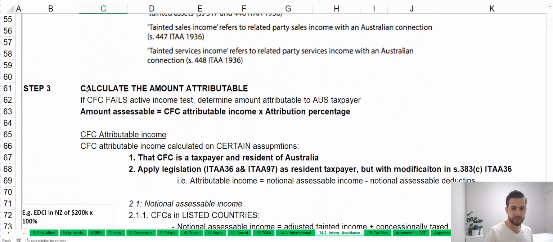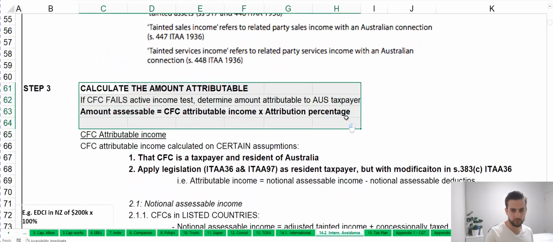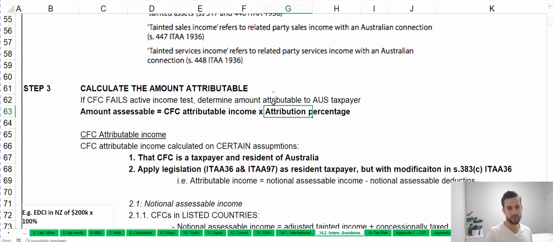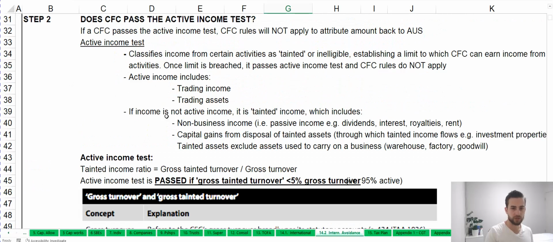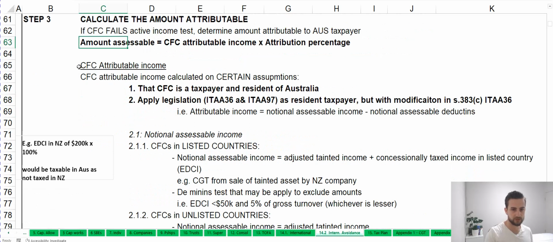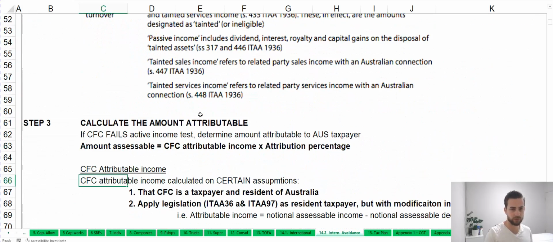Okay, so step 3 is actually to calculate the amount that's attributable, and we're going to need to know how much the attributable income is and what's the attribution percentage, which you can get from the steps above, right? Okay, so the amount assessable, which you need to include in your Australian tax return if you're an Australian resident and you control a controlled foreign company, is going to be attributable income times your attribution percentage. How you calculate each of these parts is discussed a little bit more down below.